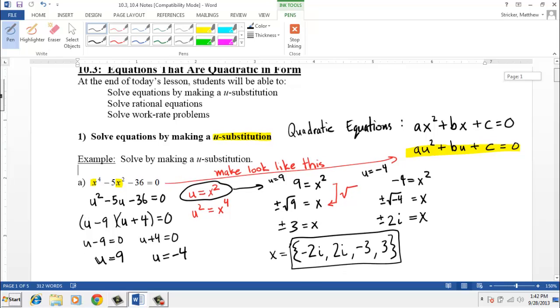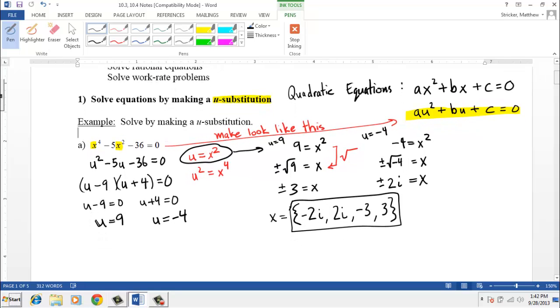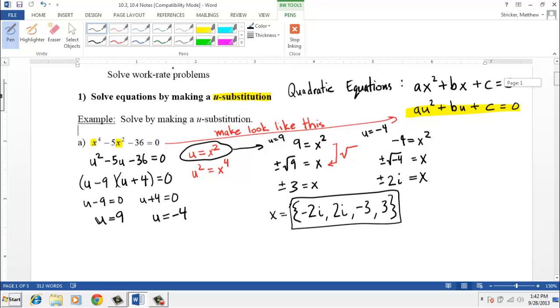Okay, so hopefully that makes sense. Remember, the key here is that we first have to make our equation look like a quadratic by letting u be something in terms of x, which then turns our equation into u, which gives us answers for u, but we want to have answers in terms of x, so we plug those values back into our u substitution to find out what x is equal to.